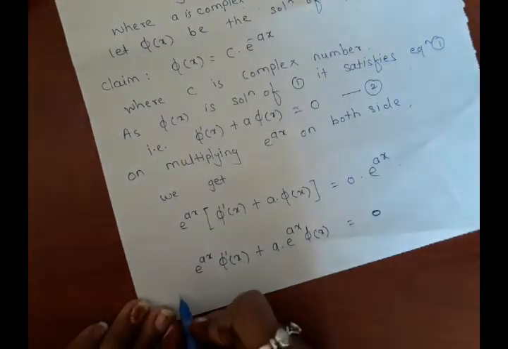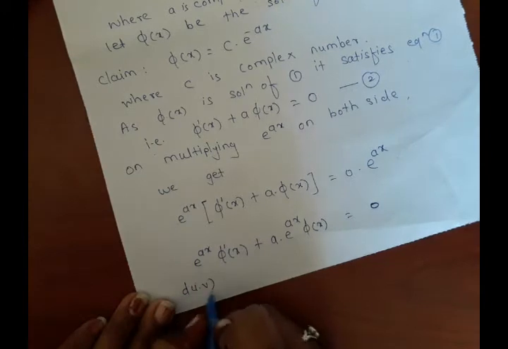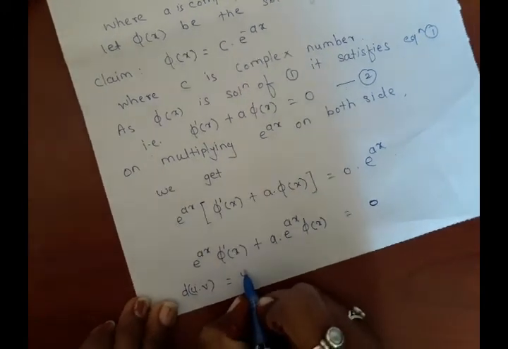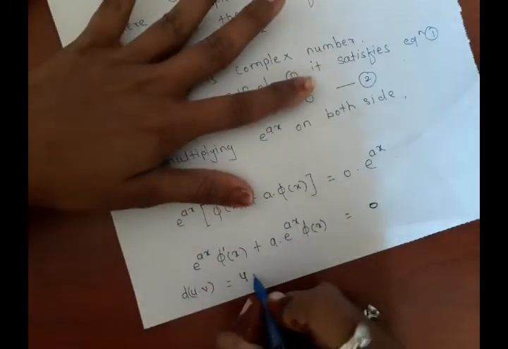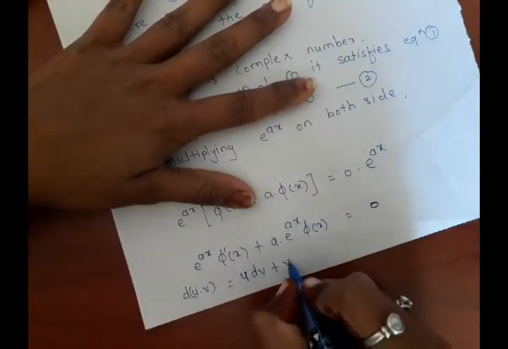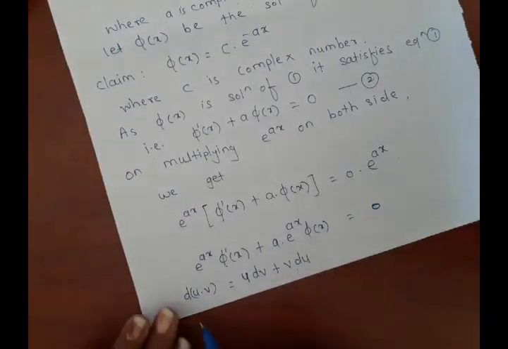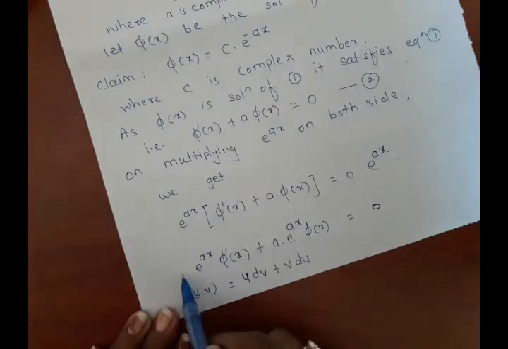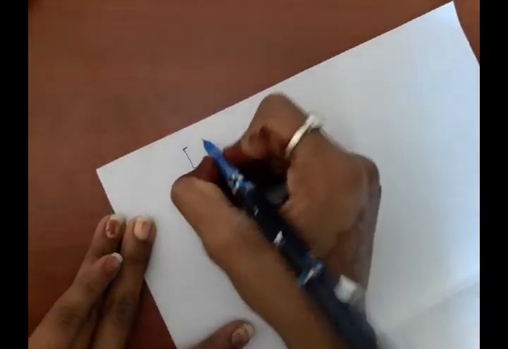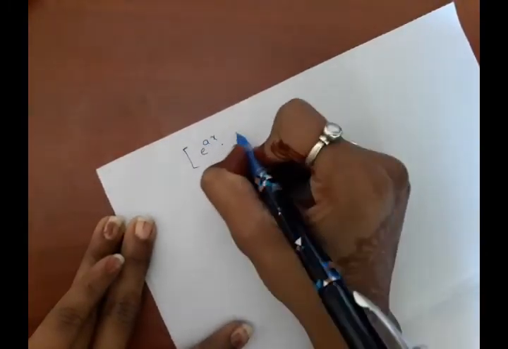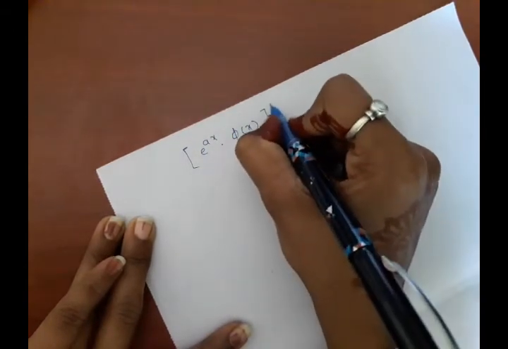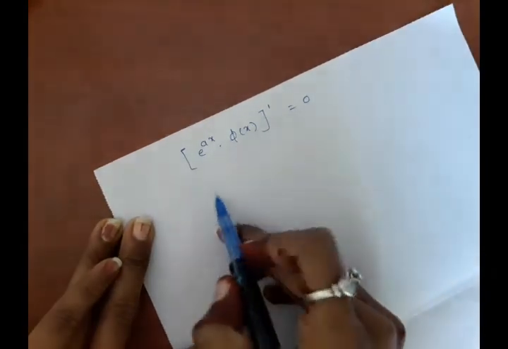Then we know that the derivative of u times v is equal to u as it is times the derivative of v plus v times the derivative of u. So this is the multiplication rule of derivative. Then use this rule in this step. So we get the derivative of e^(ax) phi(x) is equal to 0. That is, we take the derivative of e^(ax) phi(x), then we get this condition.